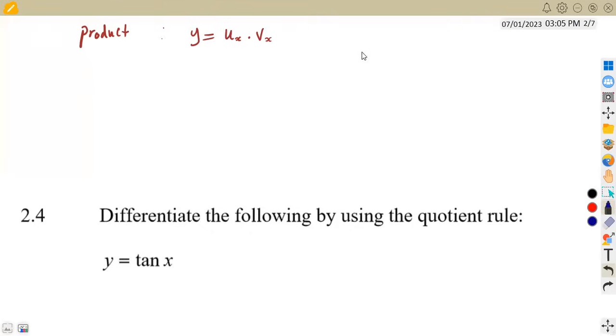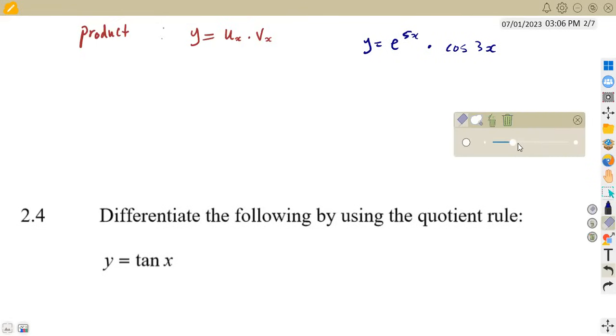Just for an example, we've got two functions. y is equal to e to the exponent of 5x times the cosine of 3x. That's a product. These two functions of x are being multiplied together. So that is how we can see a product. It must be from a multiplication.